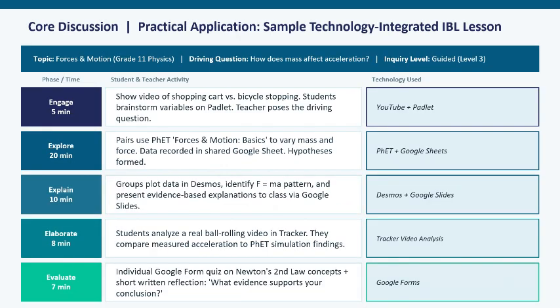To make this concrete, here is a 50-minute lesson on forces and motion for grade 11 physics. Driving question: how does mass affect acceleration under constant force? This is Level 3 guided inquiry. Engage, 5 minutes. Students watch a video and brainstorm variables on Padlet.